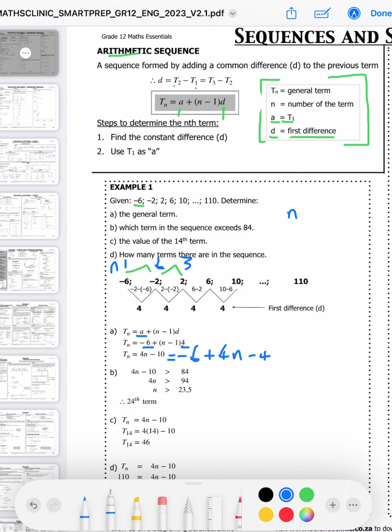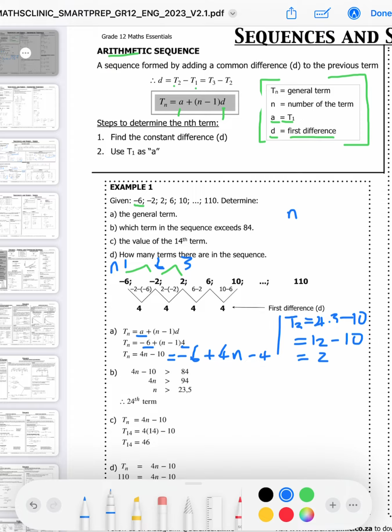For example, to find the third term, you say term number 3 is equal to 4 times 3, and then you minus 10. 4 times 3 is 12, and 12 minus 10 is equal to 2. So the third term is equal to 2, and that's very much correct. So this is the formula for finding it, but what I want to highlight here is that the n represents the position of the term.